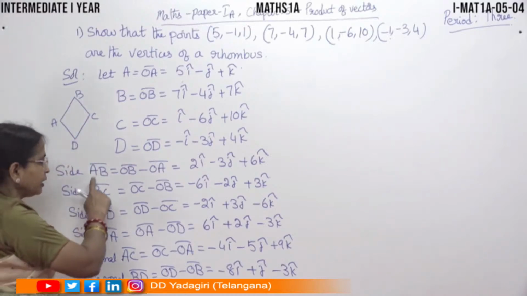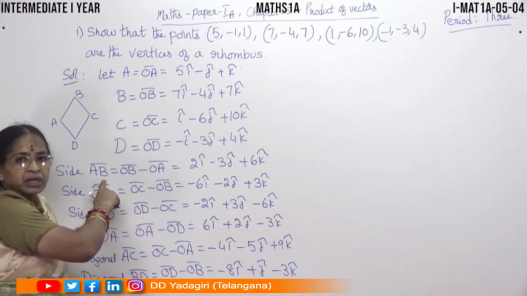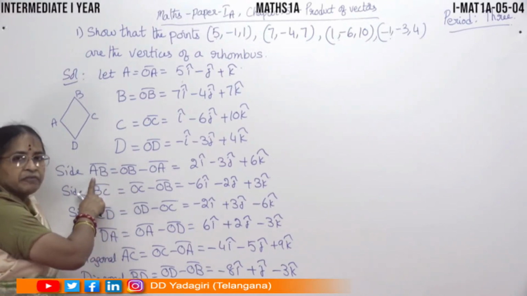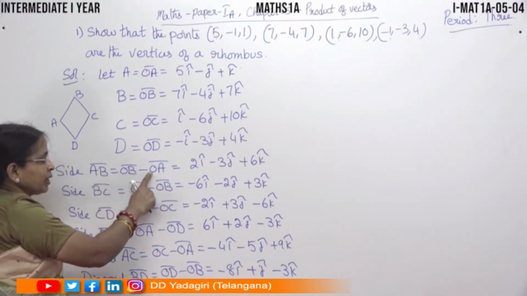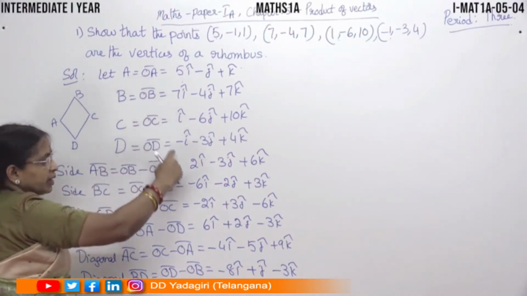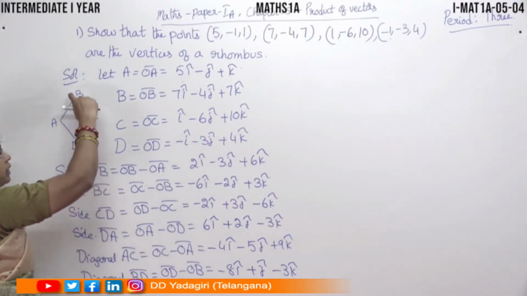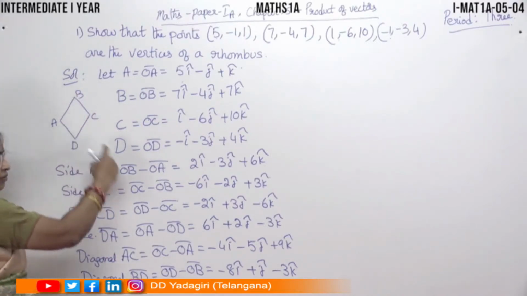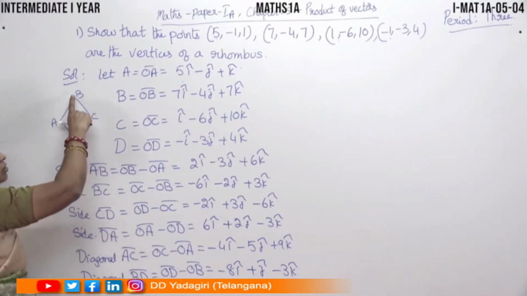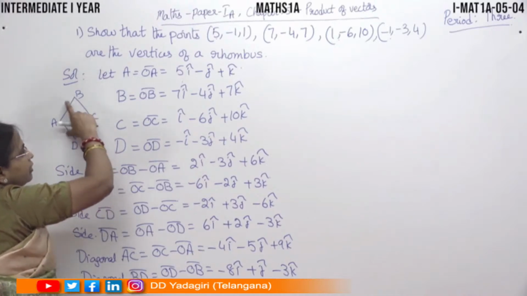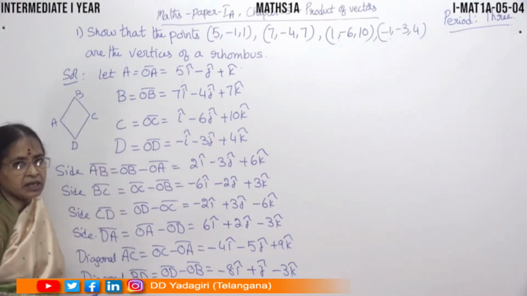You already know that AB vector is position vector of terminal point minus position vector of initial point. So OB minus OA. So like that you subtract, you will get these values. Now AB vector, BC vector, CD, DA vectors we have. AC vector and also BD vector we have. Now you find the lengths. If all the four sides are equal, then it is a rhombus.